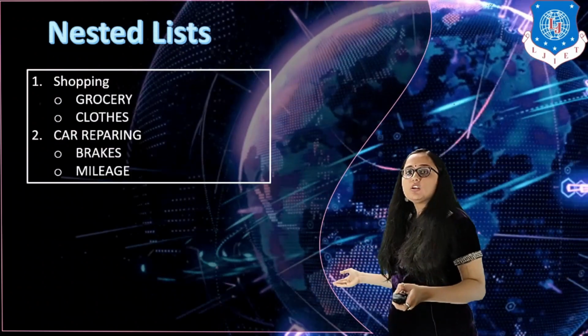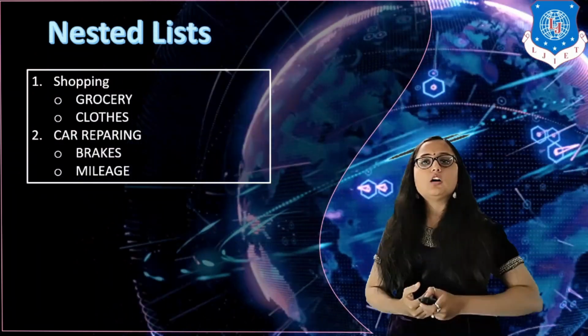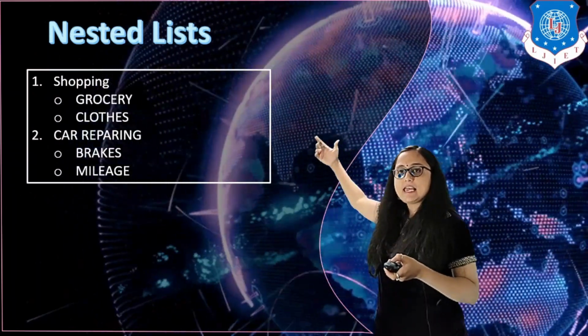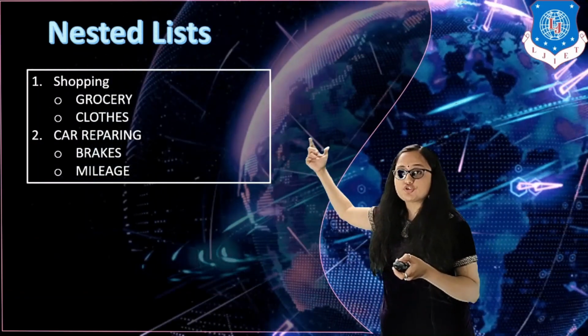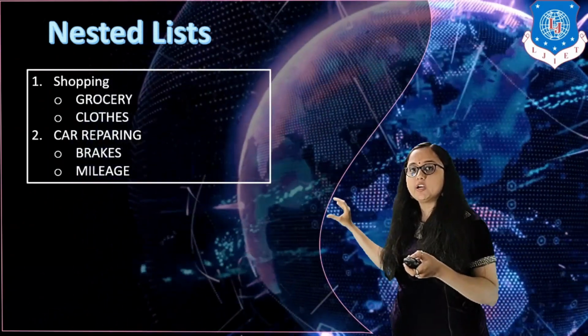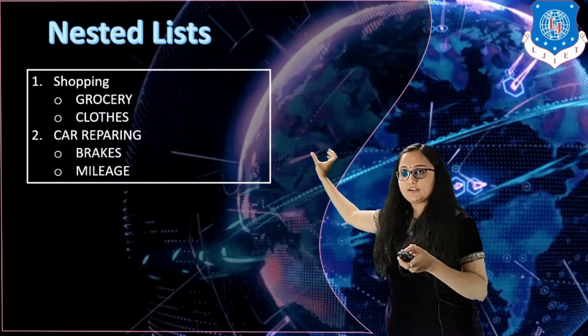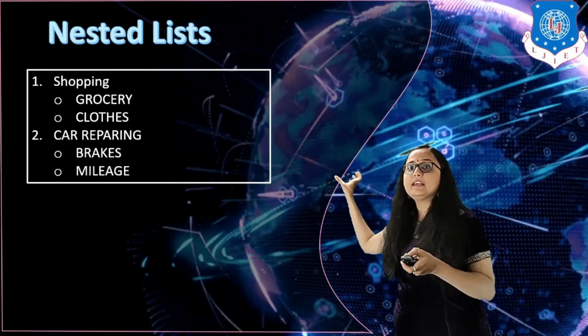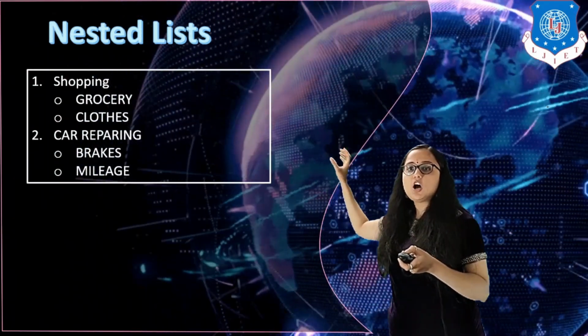Now the output according to our last source code is this: I had two ordered list items, shopping and car repairing, and inside each of them I had one unordered list. So inside shopping I had grocery and clothes, and inside car repairing I had brakes and mileage. So that was an unordered list.